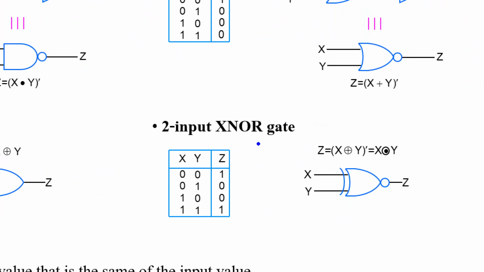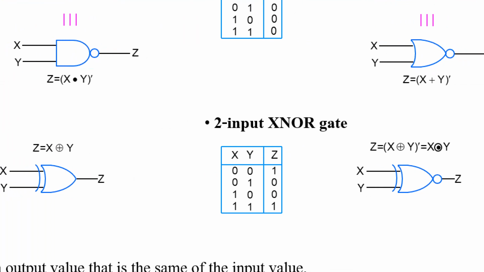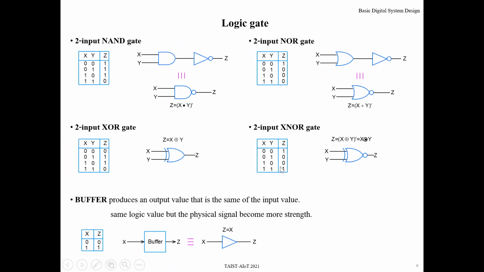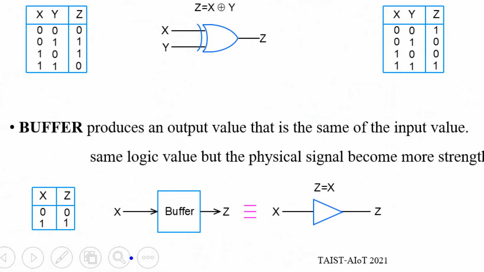For XNOR, exclusive NOR. Opposite to XOR, namely the output will be 1 when input are the same. If input is different, output will be 0. And buffer, this one, buffer. Output will be the same as input.